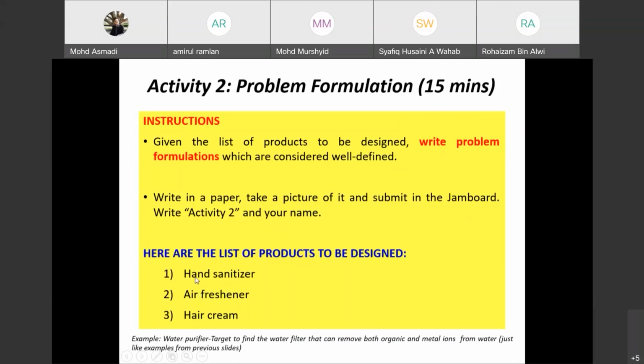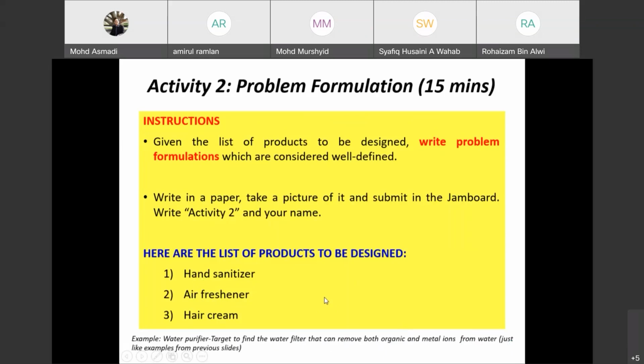Water purifier, hand sanitizer, air freshener, hair cream. What is your target? For the water purifier, the target is to find the water filter that can remove both organic and metal ions from water. See that? To find the water filter that can remove both organic and metal ions.